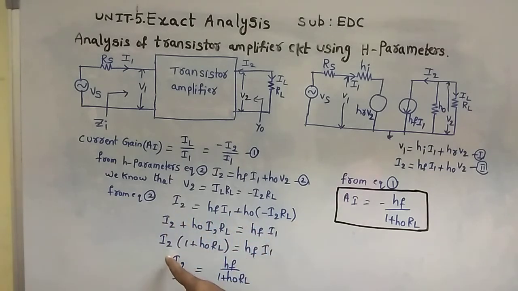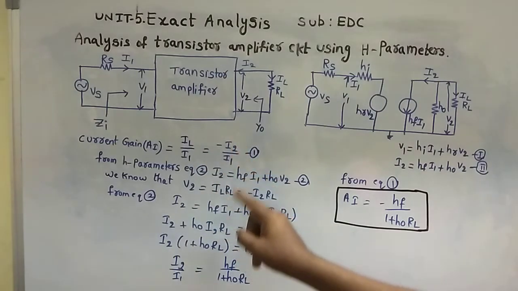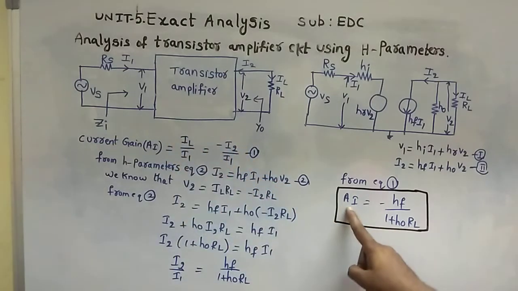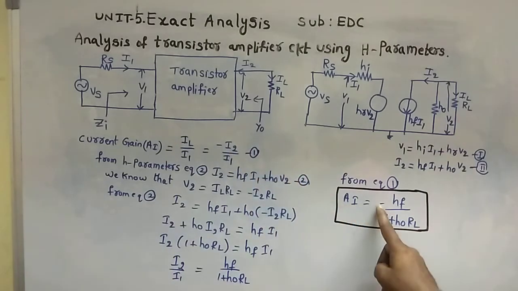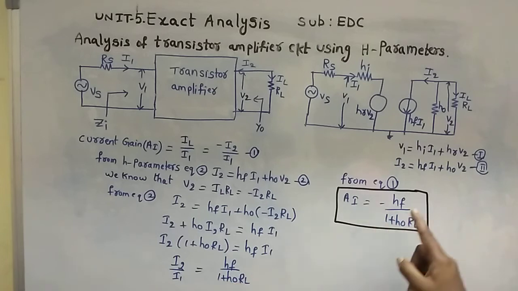In those two terms I am taking I2 common. Then if you take I2 common, 1 plus HO into RL is equal to HF into I1. So from this I am going to find I2 by I1 is equal to HF by 1 plus HO into RL. We know that from equation 1, current gain AI is equal to minus I2 by I1. What is I2 by I1? HF by 1 plus HO into RL. Substituting here, AI is equal to minus HF by 1 plus HO into RL.